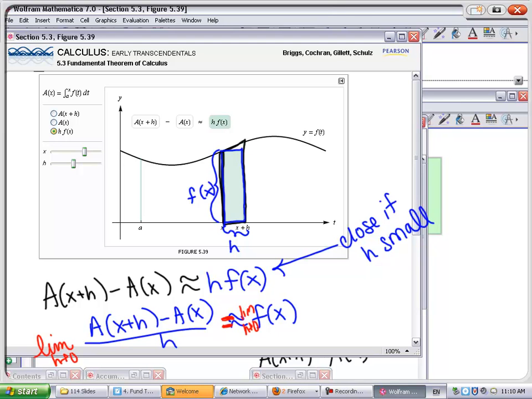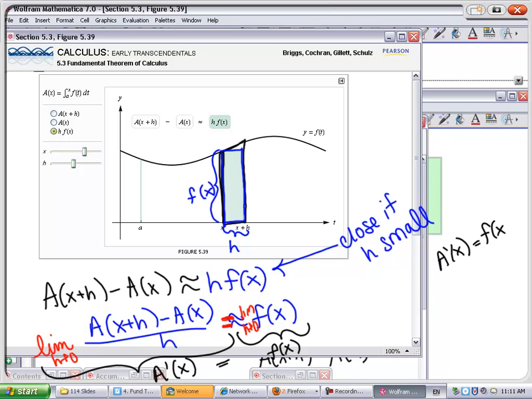And what is this? Well, the limit as H goes to 0 on this side, there's no H, so this is just F of X. And on this side, we have the limit as H goes to 0 of A of X plus H minus A of X, over H. That's just by definition the definition of the derivative, remember? So that's A prime of X. So what we've just said is that A prime of X is equal to F of X.